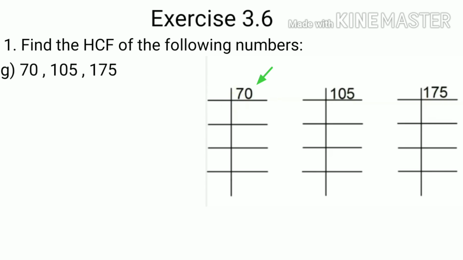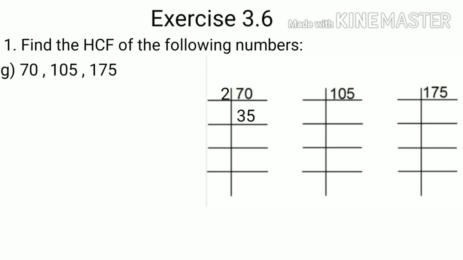So here we need to find the smallest prime number which can divide 70 exactly without leaving any remainder. Since we know 70 is exactly divisible by the smallest prime number, that is 2, we divide 70 by 2. So when we divide 70 by 2, we get 35 as the quotient. Now again we need to find a prime number which divides 35 exactly without leaving any remainder.